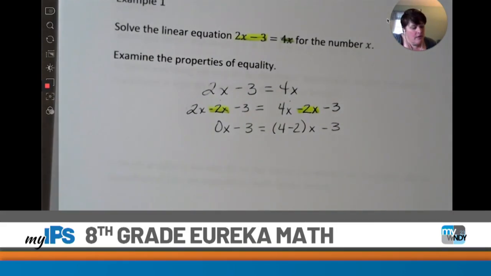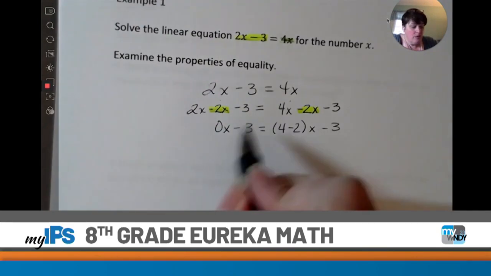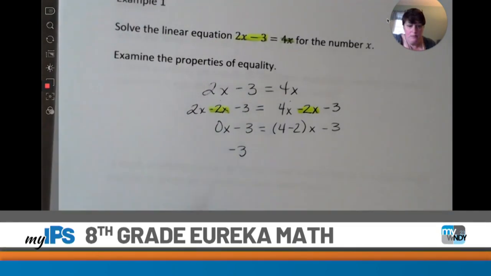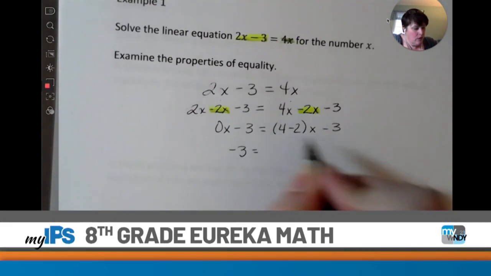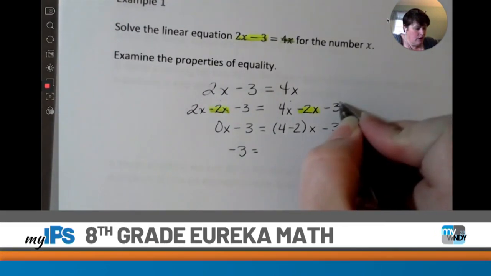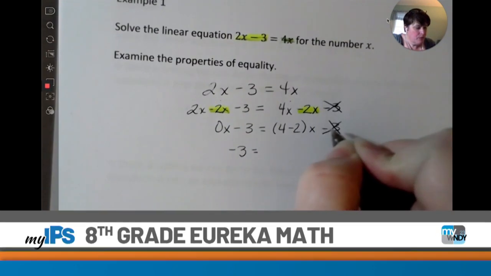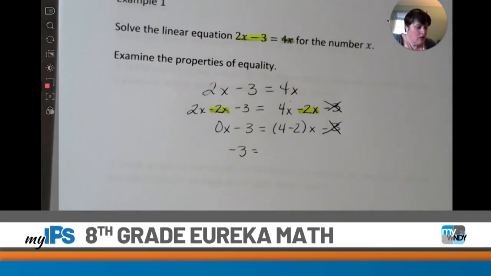All right, let's think about this. 0x, well, then I'm just left with negative 3, because anything times 0 is 0, is equal to 4, oh, and I put a minus 3 when I should not have. I apologize, my friends. Okay, so now we have 4 minus 2 times x. Well, 4 minus 2 is 2x.